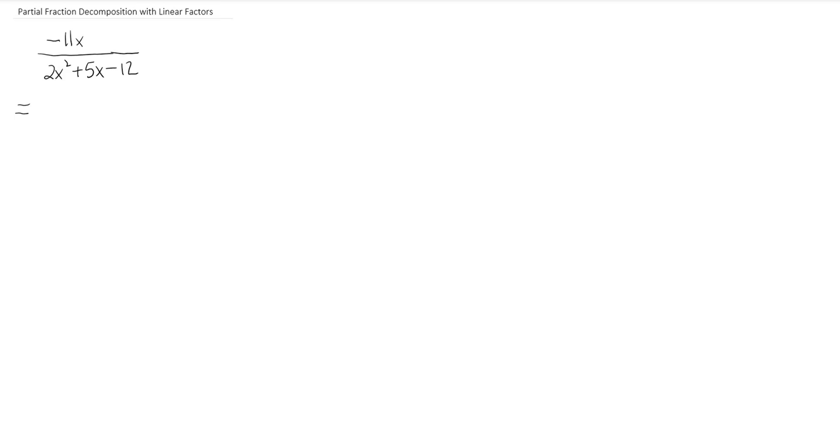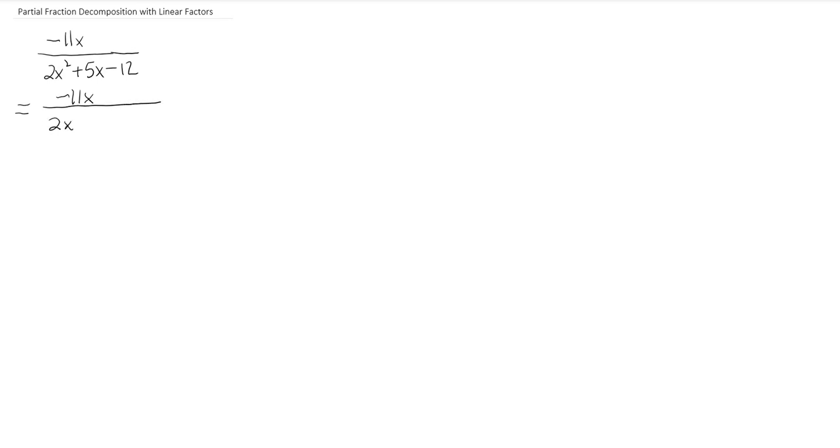The first thing you want to do is check to see if the numerator has a polynomial with degree less than the degree of the polynomial in the denominator. So notice the numerator has degree 1 and the denominator has degree 2. So that is okay. That's what allows us to go ahead and perform a decomposition. So with that note, now we could actually factor the denominator.